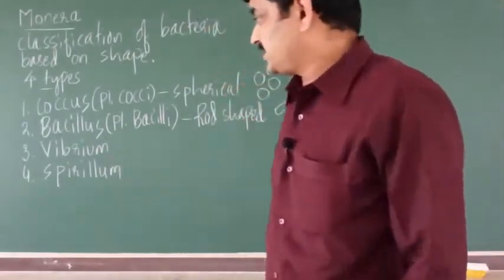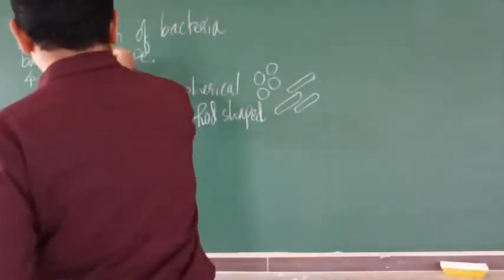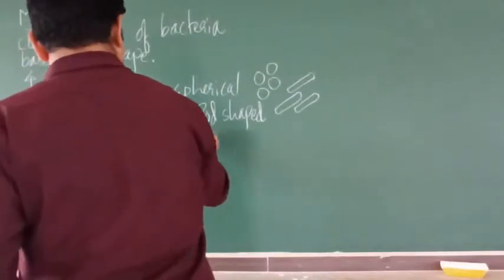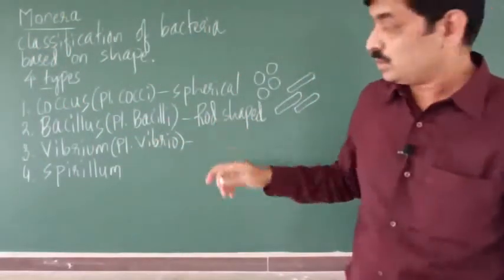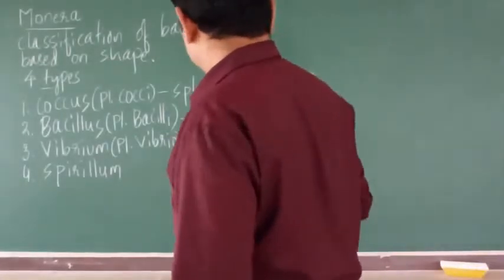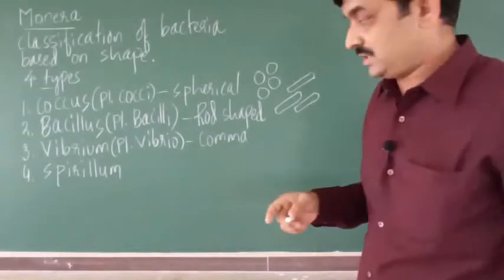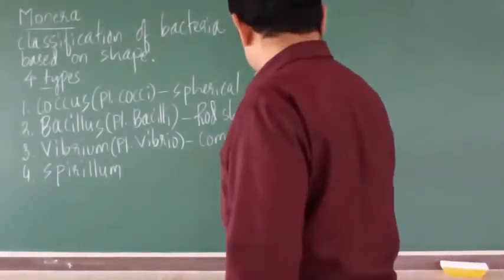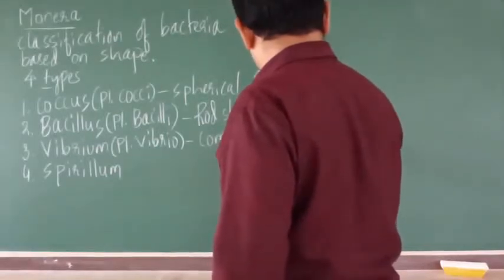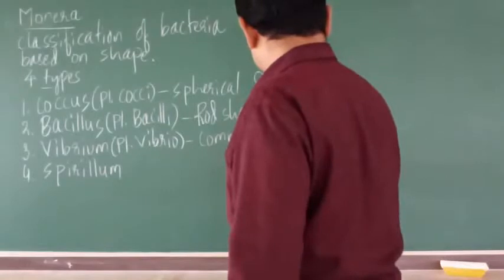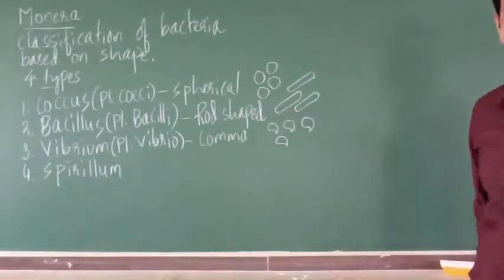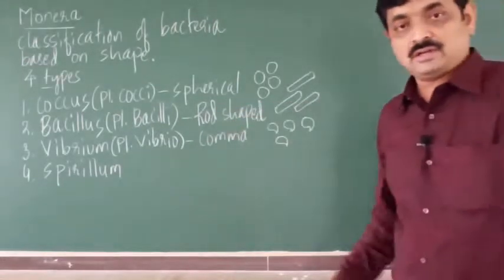Then the third one is Vibrium. Plural form is Vibrio. Now here these bacteria are comma shaped bacteria. So their shape is something like this, just like a comma. So such comma shaped bacteria are called Vibrio, then singular Vibrium.